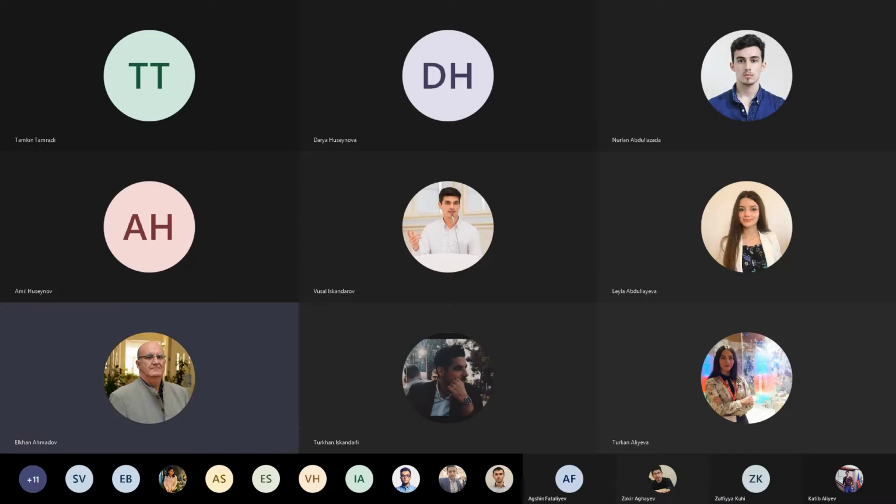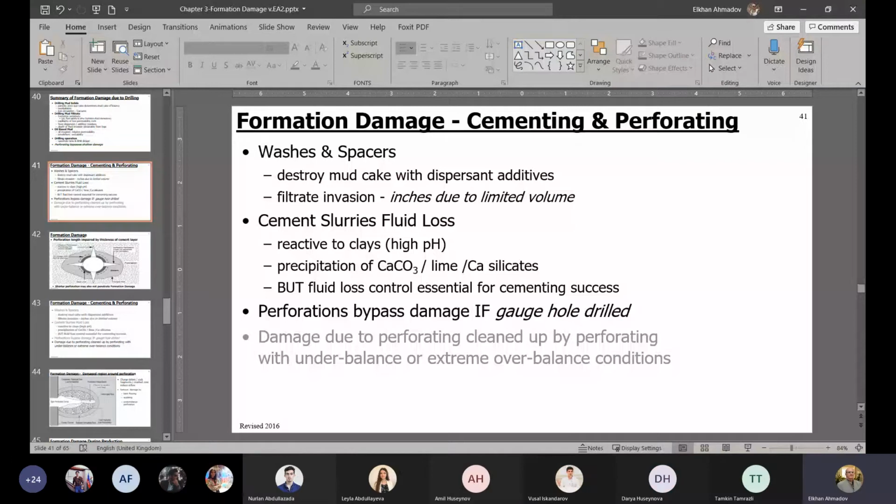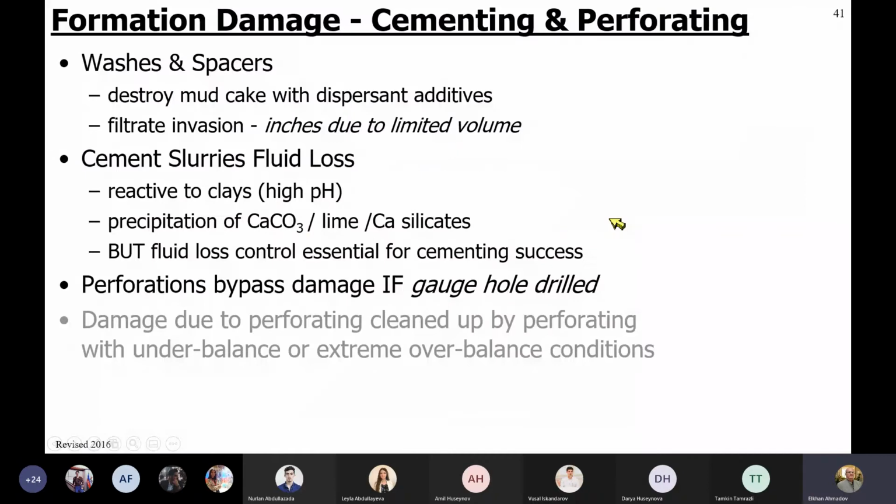Okay, today we will complete the formation damage chapter and move to matrix acidizing. Before moving on, I'd like to briefly recap what we covered yesterday. Can you see the slides? Yes, we can see. Okay.